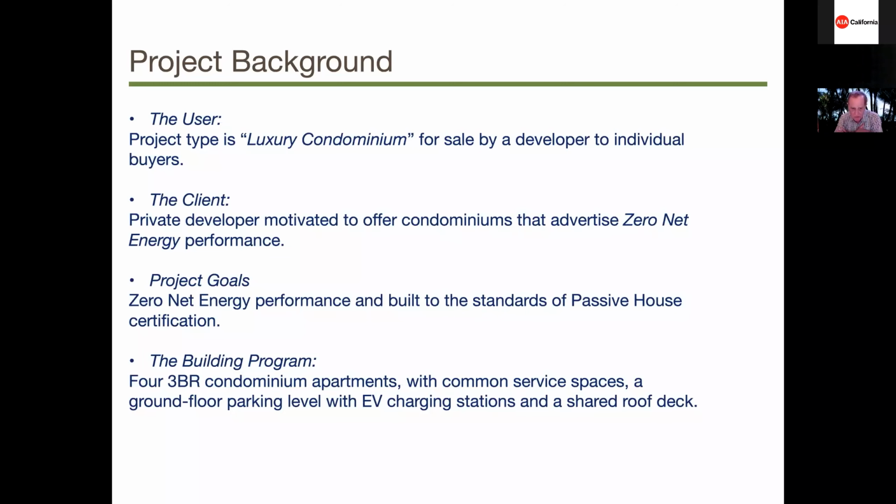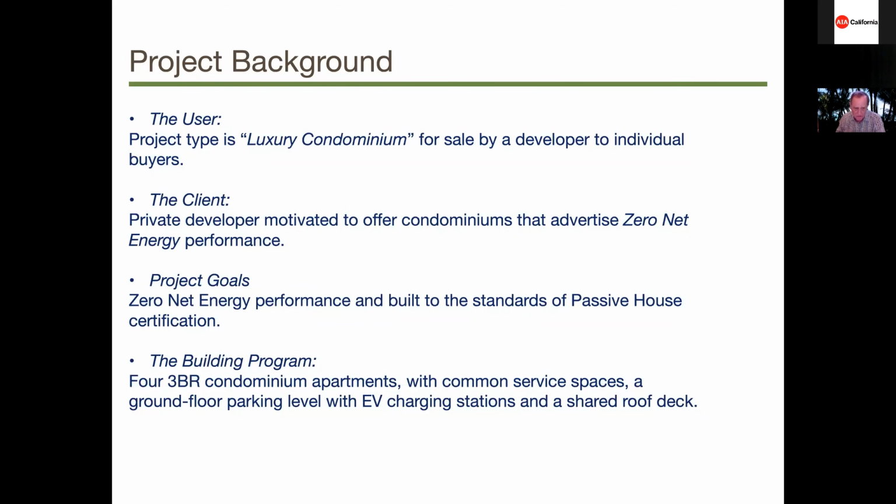The project goal is zero net energy. Now this client built this to Passive House standards, and Passive House has very strict requirements, much more so than the previous project. And we'll talk about some of them in a minute.